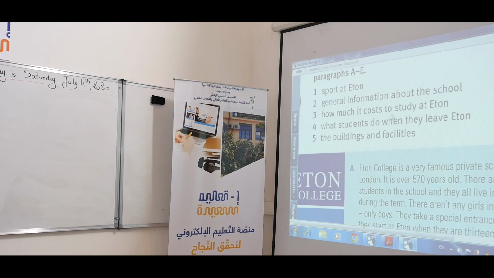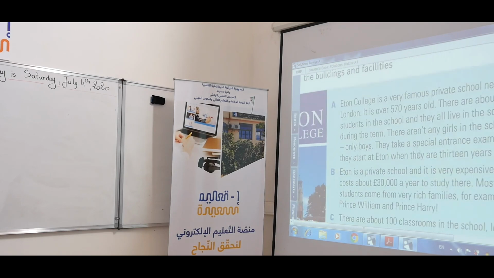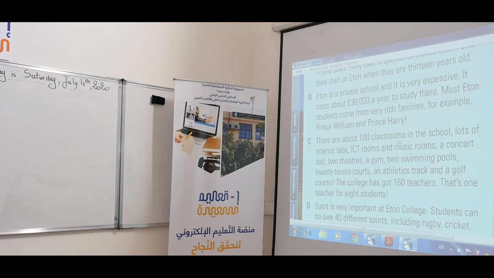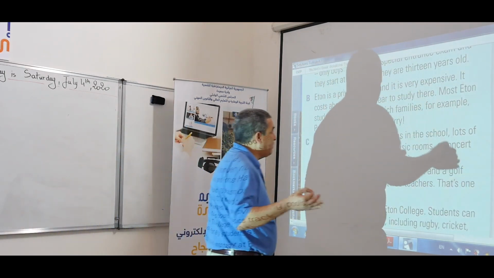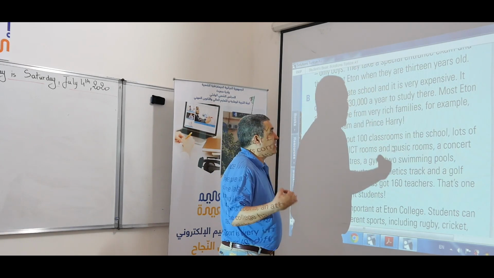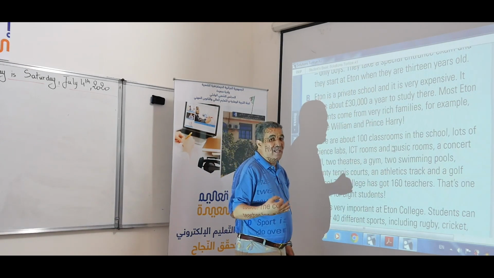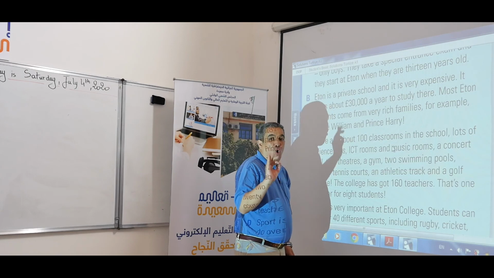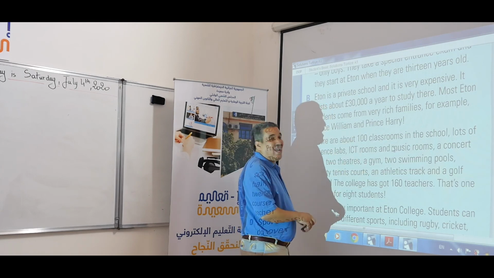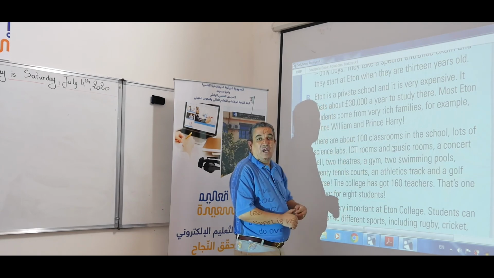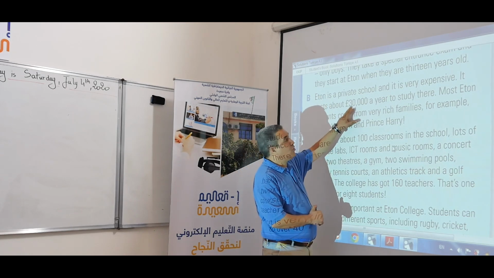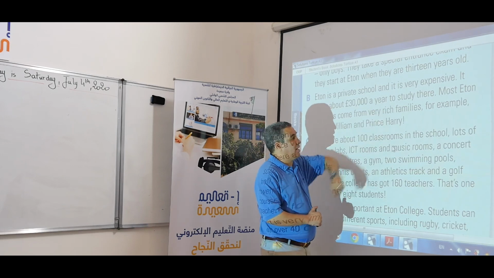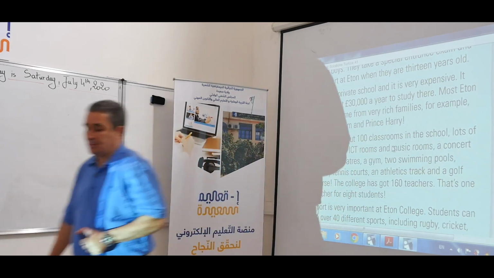How much does it cost to study at Eton? So we said Eton is very, very expensive. And only rich families are able to apply to Eton College. £30,000 a year to study.